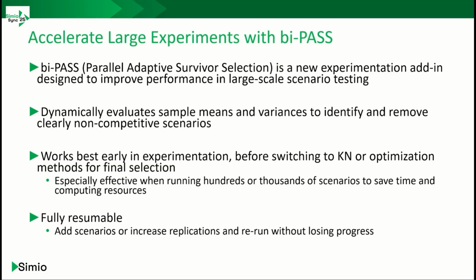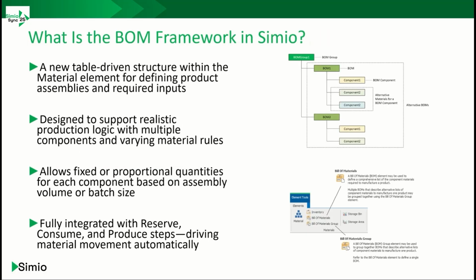Production logic is also going to get an upgrade here, so let's talk about bills of material. Simio has supported bills of material for quite some time, but we've recognized that the existing feature set wasn't meeting the growing needs of our real-world production supply chain scenarios. So we've rebuilt it from the ground up. The new bill of material framework is fully table-driven and tightly integrated with the material element. You'll see it clearly organized in the Simio menu under BOM groups and BOMs and BOM components. This new structure makes it far easier to represent complex and realistic production logic.